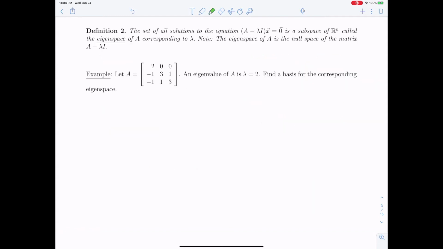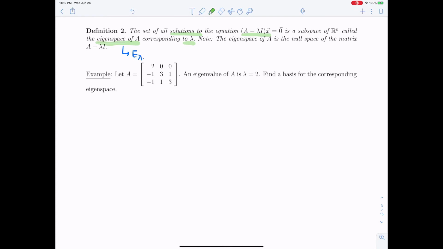So here, the set of all solutions to the given equation (A minus lambda I) times x equals 0, or the null space of A minus lambda I, is a subspace of Rn, and we call this the eigenspace of A corresponding to lambda. And in this case, we're going to denote the eigenspace of A corresponding to lambda as E sub lambda.